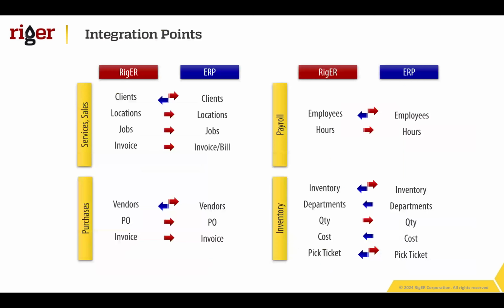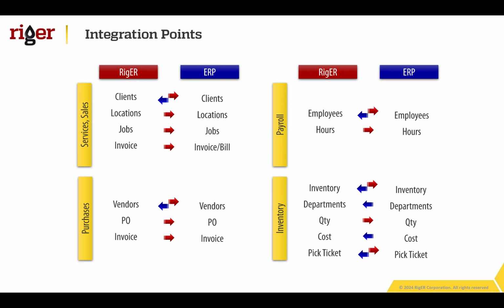So before we run the integration projects and start understanding how the data flows, we need to understand the integration points. Here we have 4 integration points, and for each point we identify what kind of information will be exchanged between RigER and ERP.